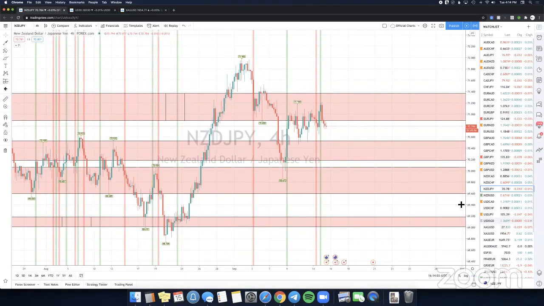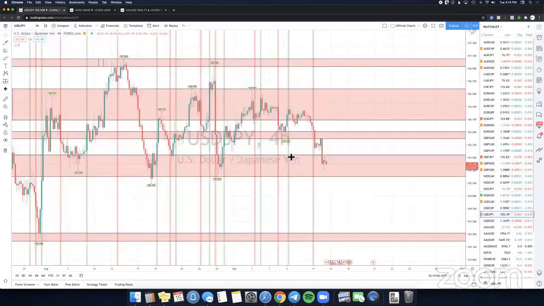Let me see where the zones are here. I think this is too close to this point. Yeah, it took about exactly 20 pips. So I probably wouldn't be taking that one. And it's stuck within a zone here. You can see this, the zone within the zone right here.